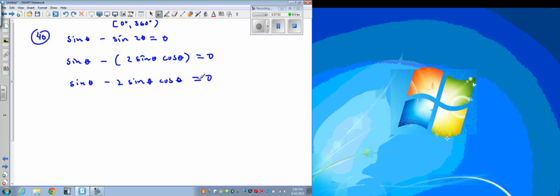Now what are you going to do with that? You've got 0 by itself, so factor out sine theta, right? Sine theta times 1 minus 2 cosine theta. So now we set each one of these factors equal to 0, right? Now, where is sine theta 0 between 0 and 360? 0 and 180.